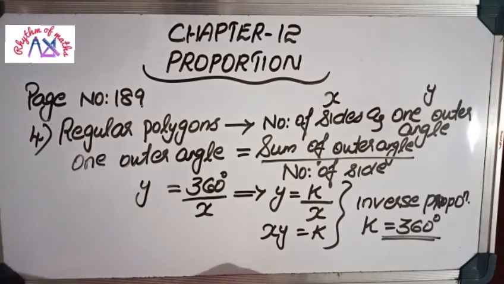Similarly, try to do the fifth one as homework. Same like this, just consider the equation and put x and y as given in the question. Consider the relation between what things we need to take as x and y, and find whether it is direct proportion or inverse proportion. Okay, so this chapter is also over.